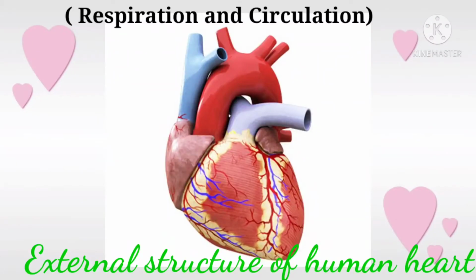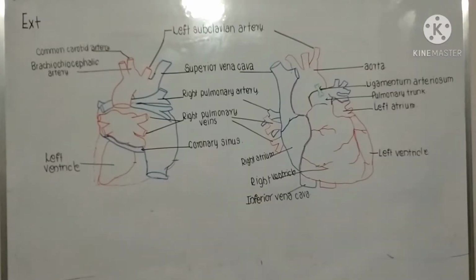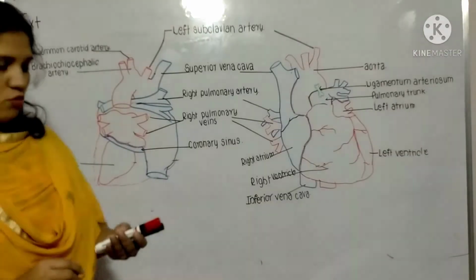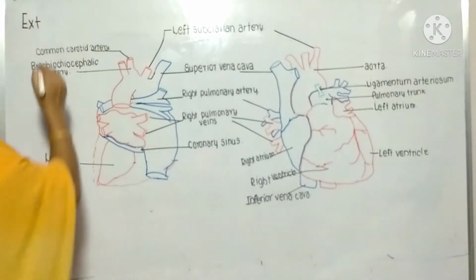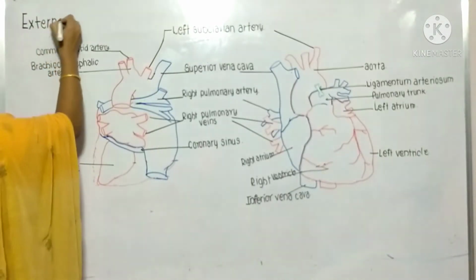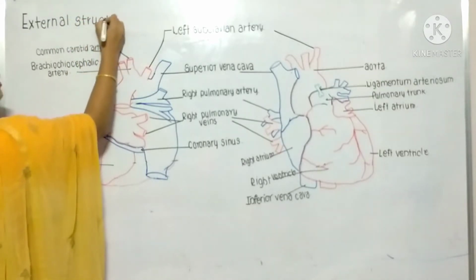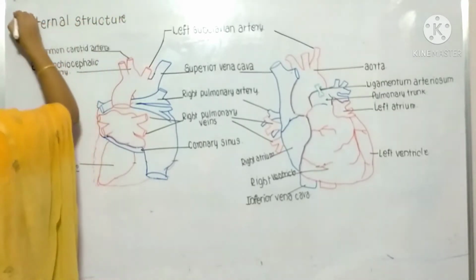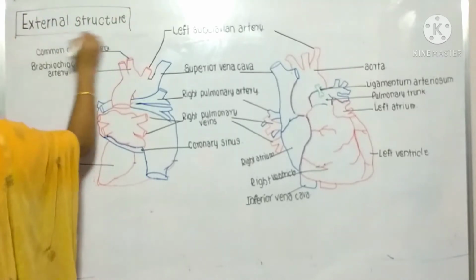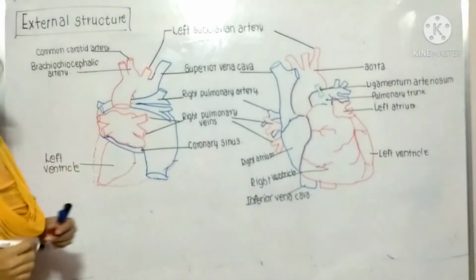Today we are going to study the external structure of the human heart from the chapter Respiration and Circulation. Now let's see the structure of the human heart we are going to study. So here, the external structure of the human heart. Okay, the external structure of the human heart.